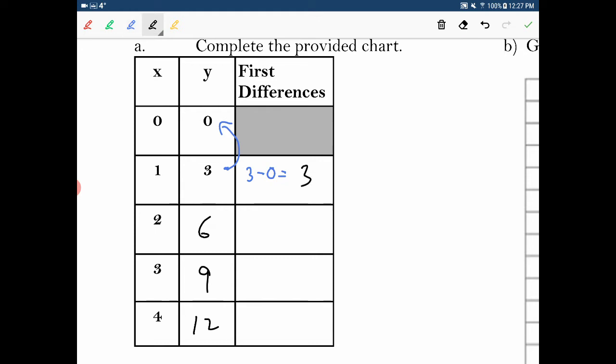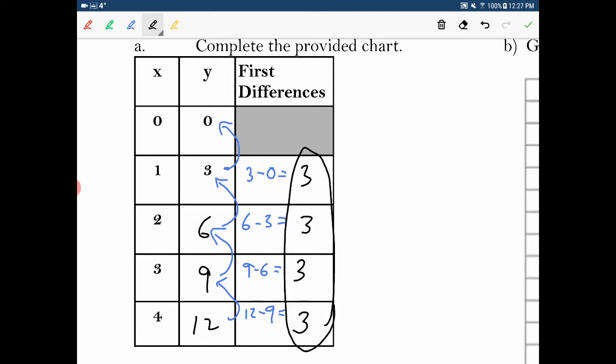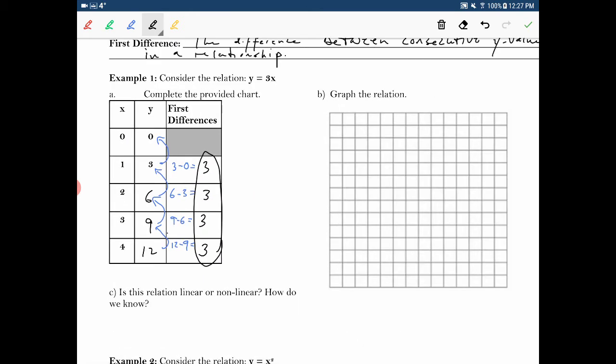All right, then we'll have 6 minus 3, which is equal to also 3. 9 minus 6, which, not surprisingly, is also 3, and 12 minus 9, which is also equal to 3. Okay, so the first differences in this case are all 3. All right, and that is important.